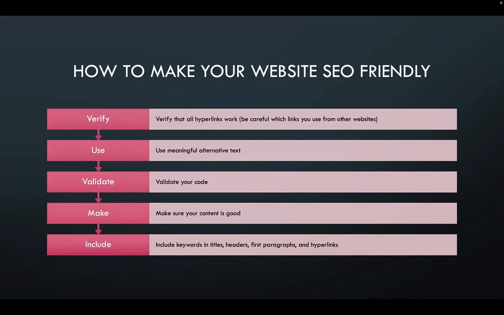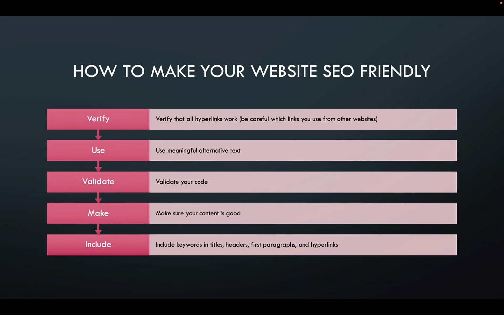So some things that you can do to make your website more SEO friendly: you can verify that all your hyperlinks work. You want to be careful also which links you use to link to other websites. You don't want to bring down the reputation of your website by linking to just anything. You want to use meaningful alternative text descriptions on your images, and that can actually help with image search engine results. That can be one way that you can drive traffic to your website.